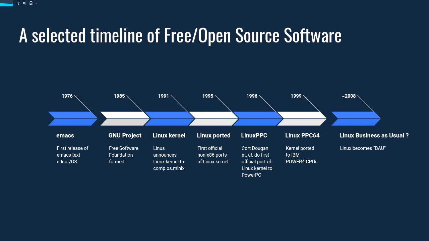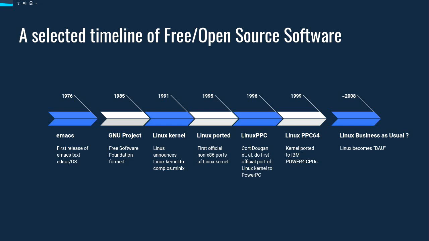But the particular time points I wanted to call out here is the first ports of the Linux kernel to non-x86 architectures in '95. We saw the first port of Linux to PowerPC, as it was then, in 1996 by Kurt Dugan and others. In 1999, we saw Linux ported to PowerPC 64 by a number of people in this room, Paul McCarrison and others, and that was the IBM Power 4 CPU. But I guess what I was actually trying to call out as much as anything is I think 2008 is around the point where we kind of got to Linux being business as usual.